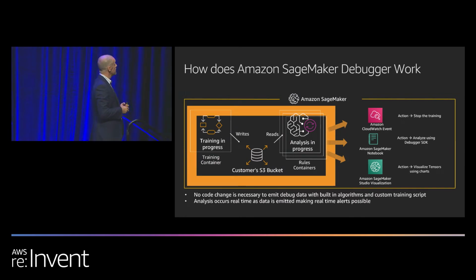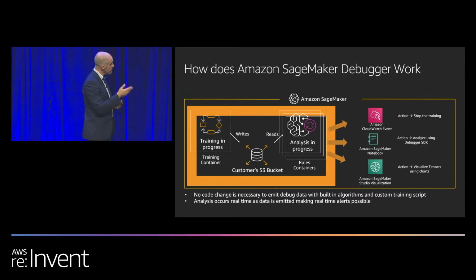How does it work? As you train your model today, like you normally do, you can ask SageMaker to send data to your own bucket. We don't look at the data. We have no ability to look at your proprietary data. You send it to your bucket. It's encrypted just like other data within SageMaker.